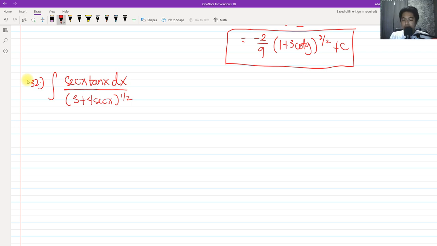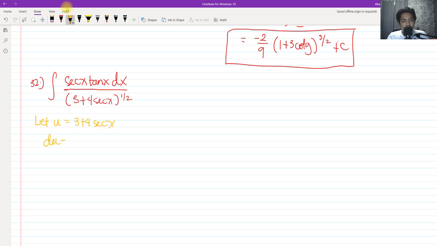Okay, so upon looking at the integral, on the denominator side, we have 3 plus 4 secant of x raised to 1/2. And if we look at it carefully, the numerator has a secant of x tangent of x, right? So if we let u be the denominator 3 plus 4 secant of x, we will be having a derivative in terms of secant of x tangent of x, because the derivative of secant of x is secant of x tangent of x. So let's try to have this as our u, the 3 plus 4 secant of x.